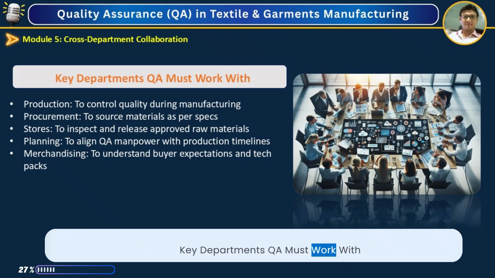Key departments QA must work with: production, to control quality during manufacturing; procurement, to source materials as per specs; stores, to inspect and release approved raw materials; planning, to align QA manpower with production timelines; merchandising, to understand buyer expectations and tech packs.